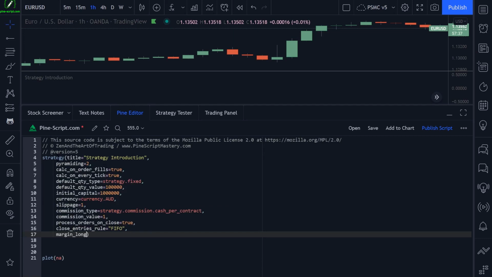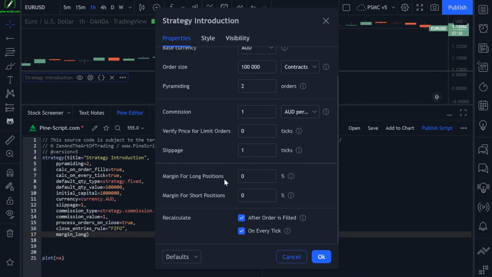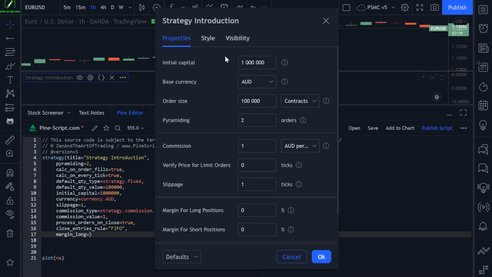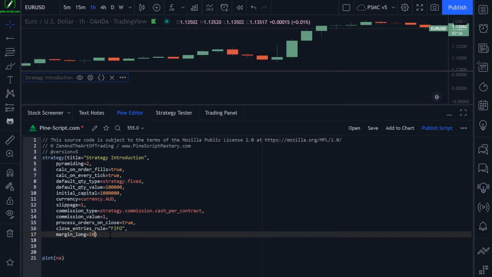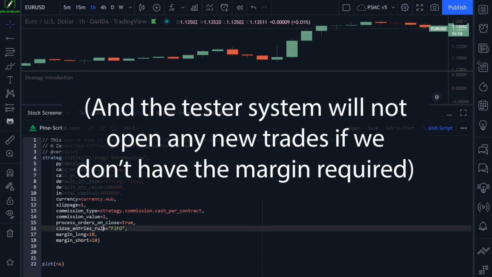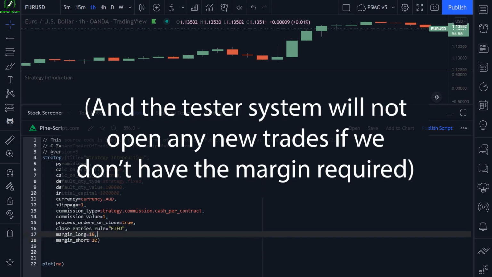If I open up the properties tab here and hover over the little information icon, it says this is the percentage of equity required to fund long positions. So your margin requirement. If you set this to, for example, 10, now you need at least 10% of your account balance free to account for your margin on long trades. You can also set the margin short percentage, save my script, and now we've set the margin required for long and short trades to 10% of our total equity.